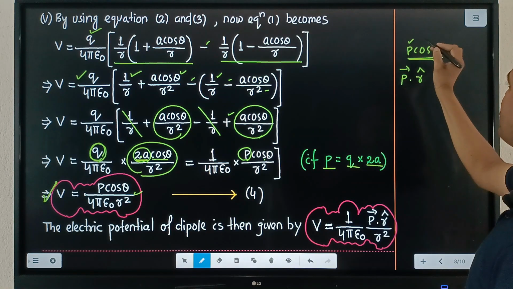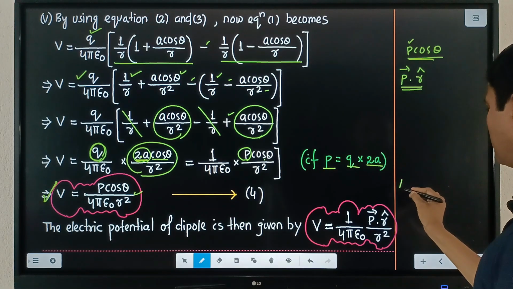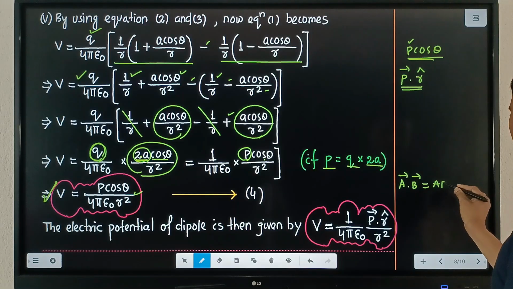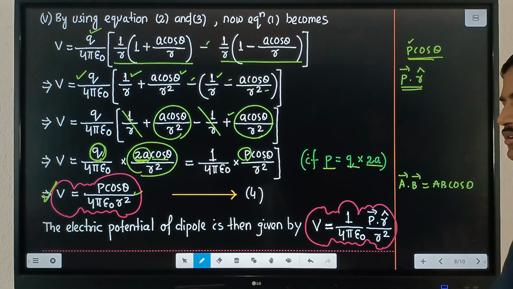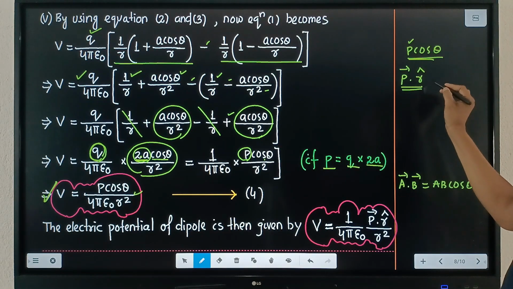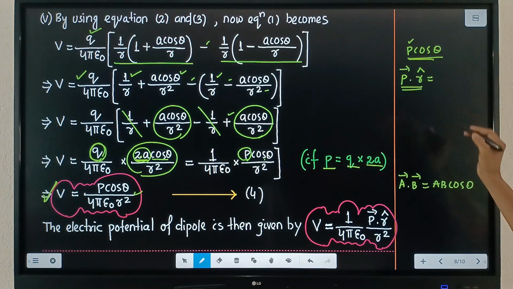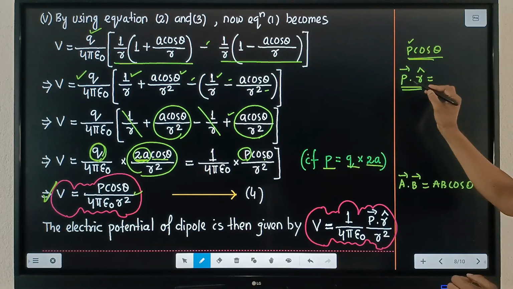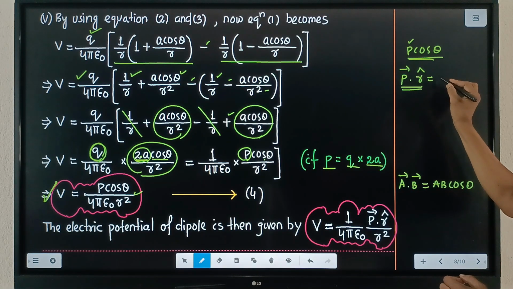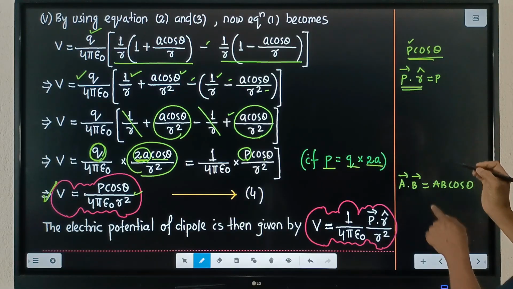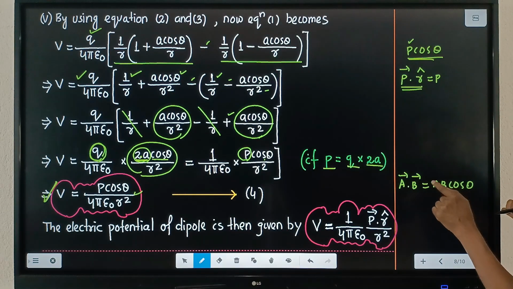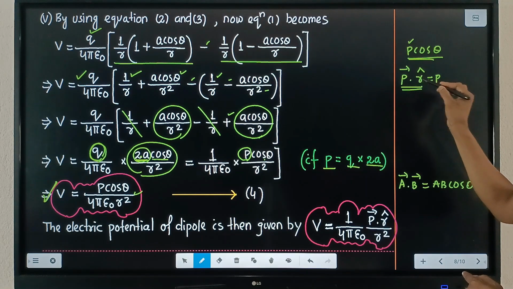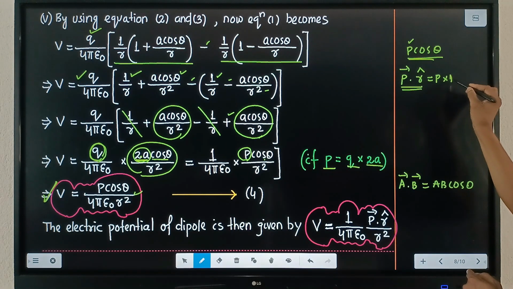How? Look at this expression. You also know that vector A dot vector B is equal to AB cos theta. That is the dot product. We apply the same formula. P vector dot r cap is equal to P, the magnitude of the first vector, times the magnitude of the second vector. Here the vector is r cap, a unit vector, its magnitude is equal to 1. So we write 1.